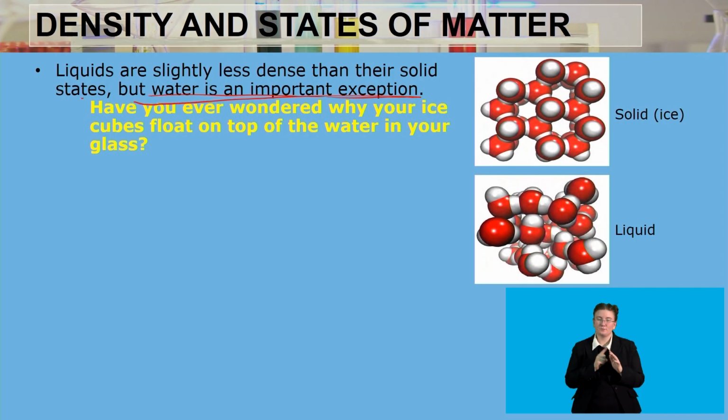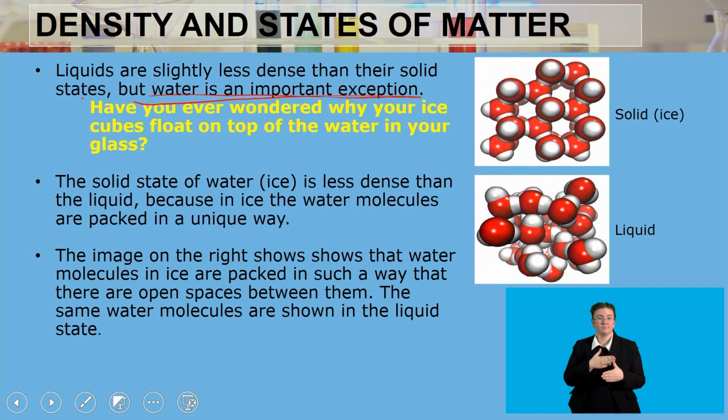Have you ever wondered why an ice cube floats on water in your class? Whenever you pour a glass of water and add ice cubes into it, those ice cubes float on top of the water. Have you ever wondered why that happens? The reason is that the solid state of water, which is ice, is less dense than the liquid, because in the ice, the water molecules are packed in a unique way.